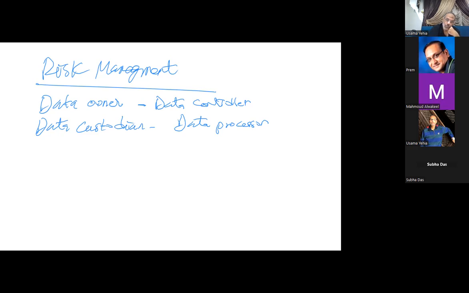Data processors are basically any processing company that acts on the directions of the data controller. They collect and process whatever data the data controller has collected.